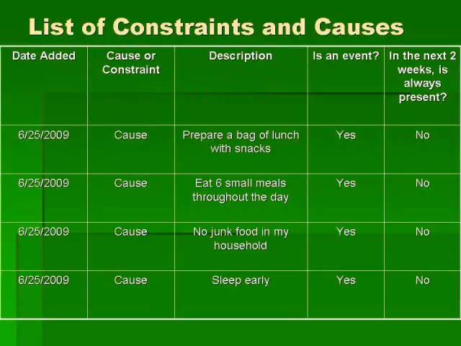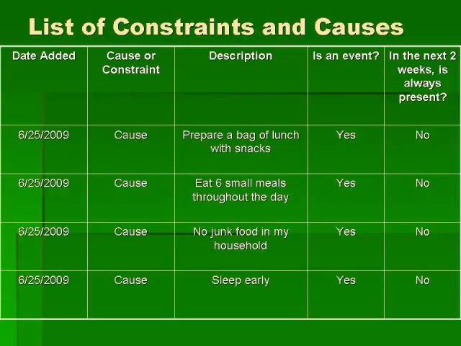List of constraints and causes. The first cause is to prepare a bag of lunch with snacks. Do I consider this an event? Yes. In the next 2 weeks, is it always present? No. The second cause, eat 6 small meals throughout the day. Is this an event? Yes. In the next 2 weeks, is it always present?